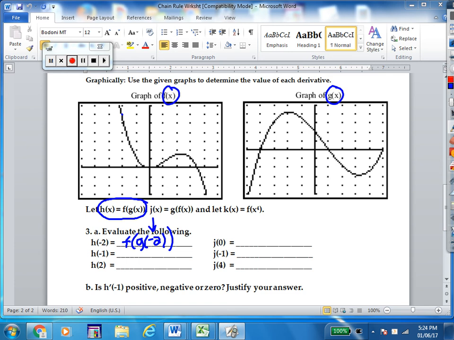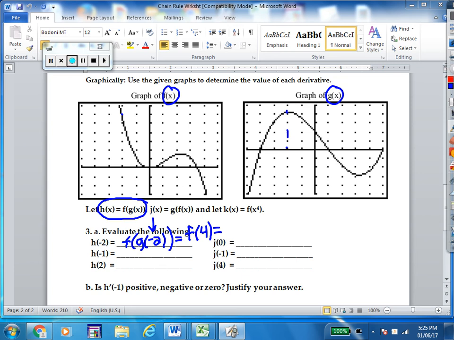We're going to go to g at -2, go up to where we find the graph, and we notice that that is 1, 2, 3, 4. So the y value at -2 of g is 4. So this expression becomes f of 4.